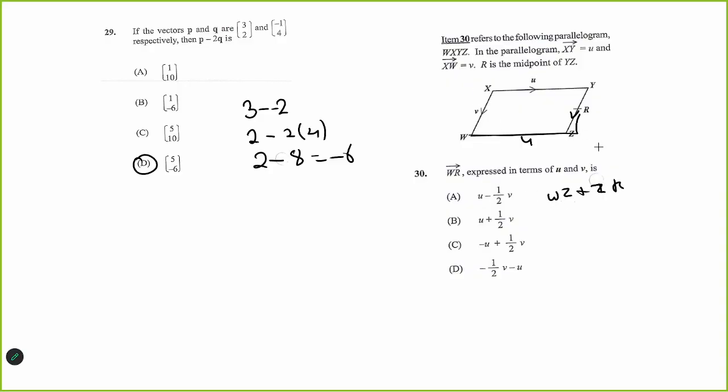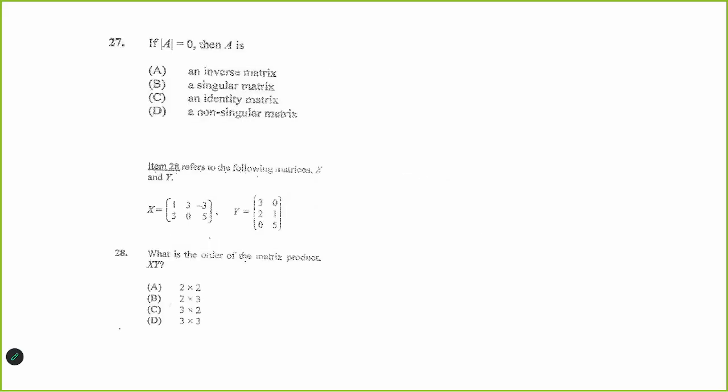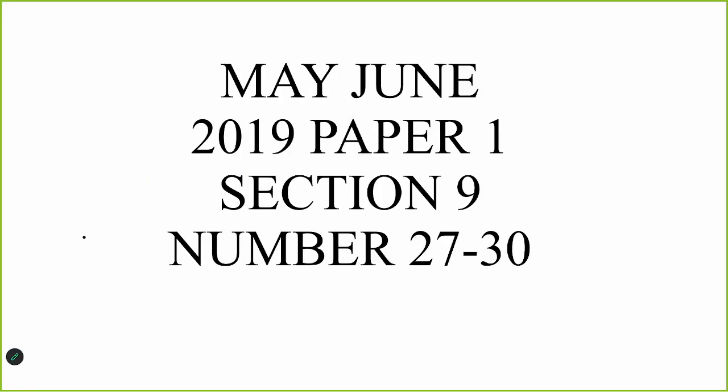W to Z is U plus Z to R would be, again, we know that, what did they tell you about YZ is V, but we're going in the opposite direction. Oh, no, we're not. Going Z. Yeah, we're going in the opposite direction. So it will be minus a half V, which is E. And that's the end of May, June 2018.